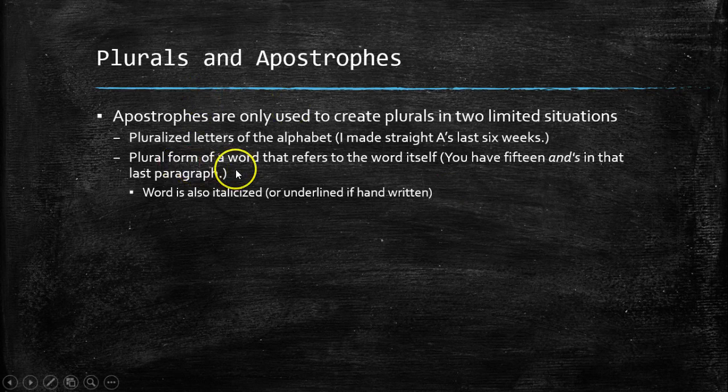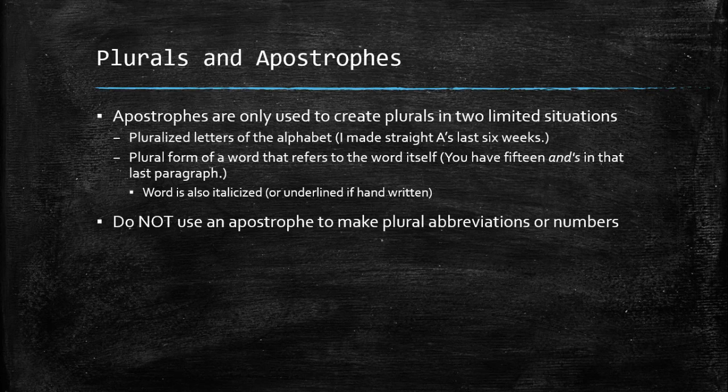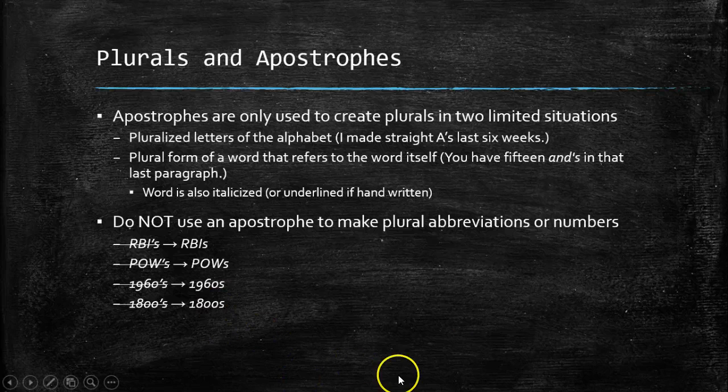Please note that when you're making the plural form of a word referring to a word itself, as in that sentence you have 15 and's in that last paragraph, in addition to using the apostrophe S ending, you also need to italicize the word, or if you're handwriting, you need to underline the word. Do not use an apostrophe to make plural abbreviations of numbers. RBI, the plural for RBI is RBIs. That's it. You don't do the apostrophe, otherwise that'd make it possessive. POWs, okay, is correct. 1960s is correct. 1800s, that's the correct form of that.